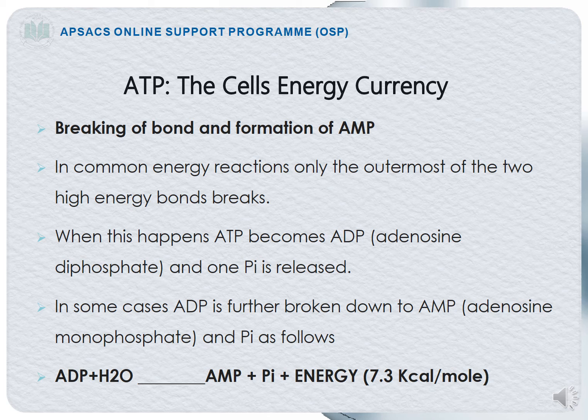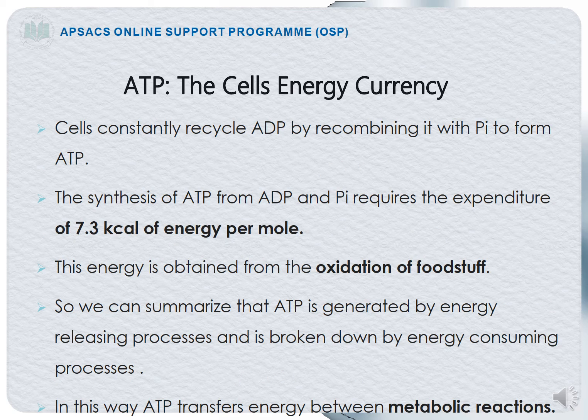In common energy reactions, only the outermost of the 2 high energy bonds breaks, like the bond between 2 phosphates is already present, so it will break. When this happens, ATP becomes ADP and one phosphate is released. In this case, ADP is further broken down to AMP, adenosine monophosphate, and in turn one phosphate is left. That's why it is called adenosine monophosphate, with the energy of 7.3 kilocalorie per mole.